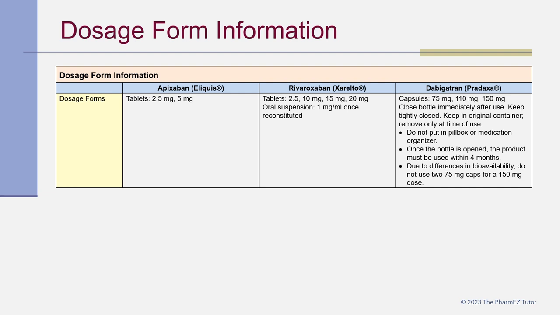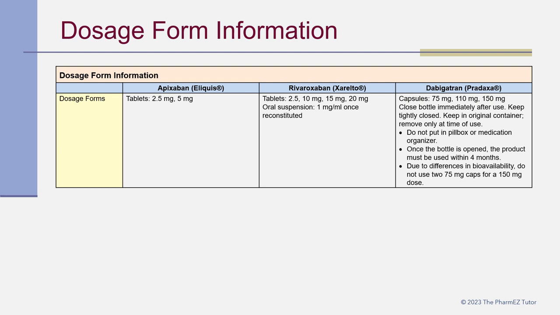Dosage form information. Apixaban is available as 2.5 and 5 mg tablets. Rivaroxaban is available as 2.5, 10, 15, and 20 mg tablets and is also available as an oral suspension. Dabigatran is available as 75, 110, and 150 mg capsules.